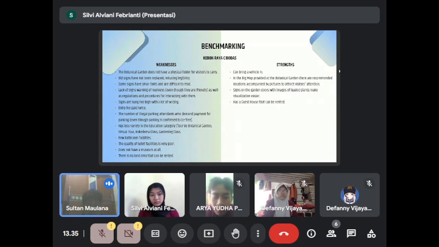Okay, next, benchmarking Kebun Raya Cibodas. Weaknesses: the botanical garden does not have a physical booklet for visitors to carry. All signs have not been replaced, reducing legibility. Some signs have small fonts and are difficult to read. There is a lack of warning signs about the monkeys, even though they are friendly, as well as regulations and procedures for interacting with them. The signs are hard to read with a lot of writing and verified twice.